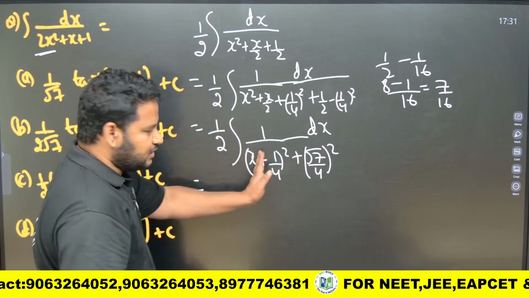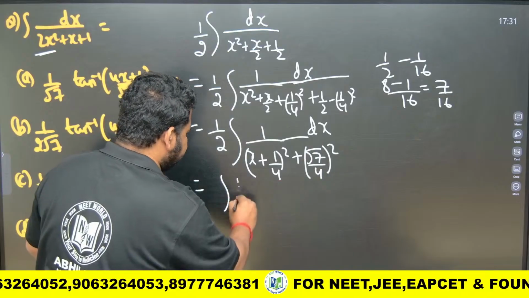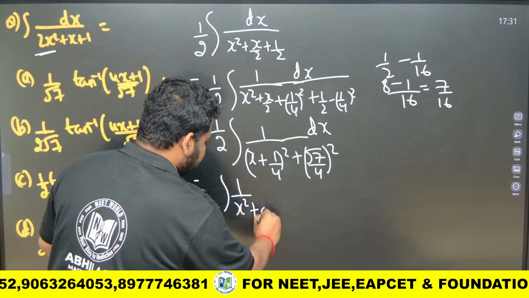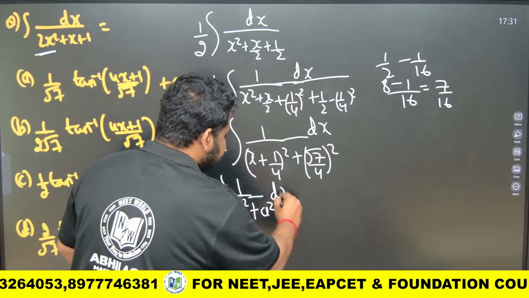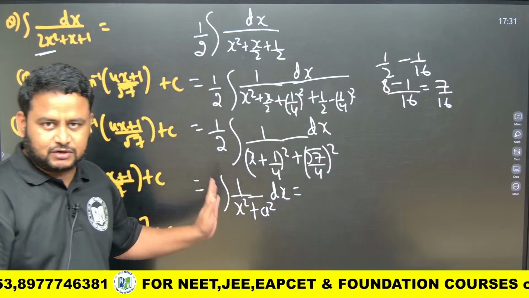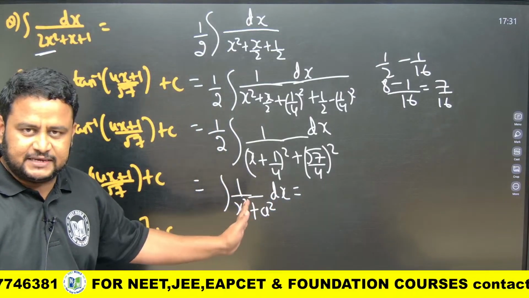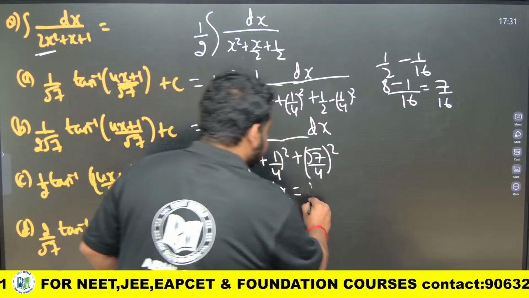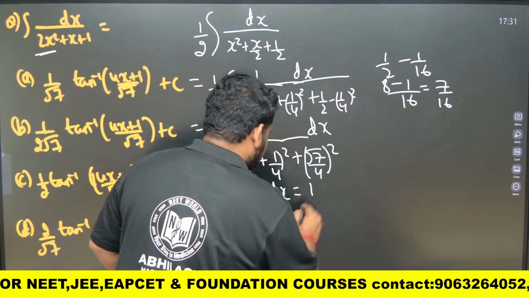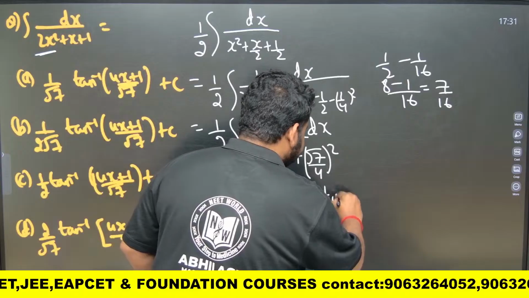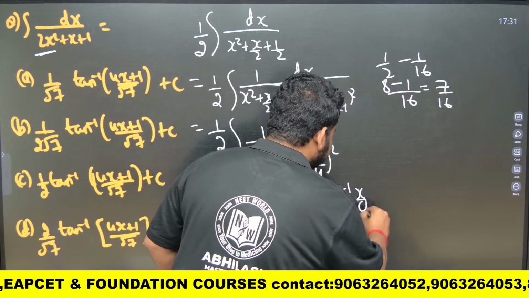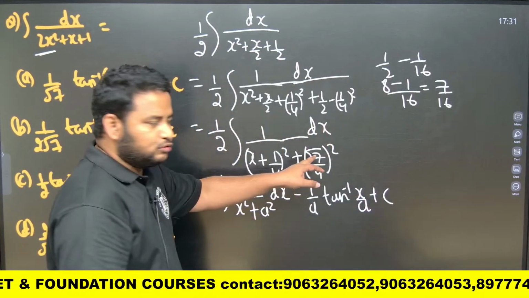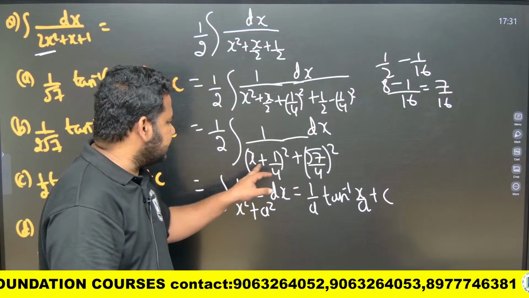See here, x square plus a square. So this is of the form integral of 1 by x square plus a square dx, which is nothing but 1 by a tan inverse of x by a plus c. Here a is root 7 by 4, and x is x plus 1 by 4.